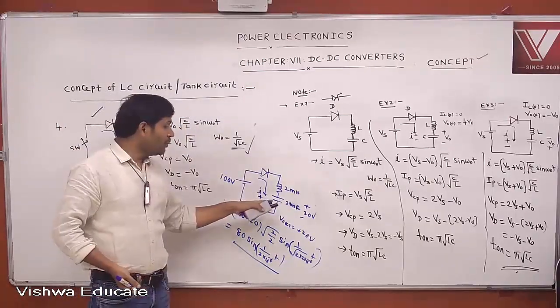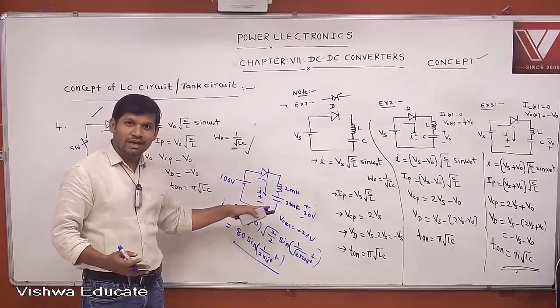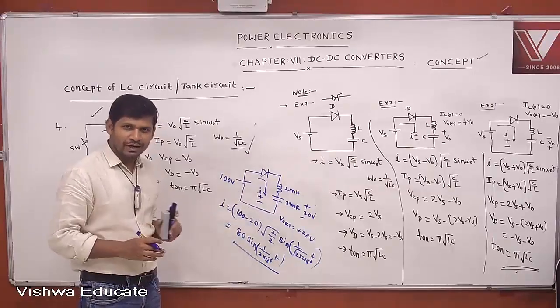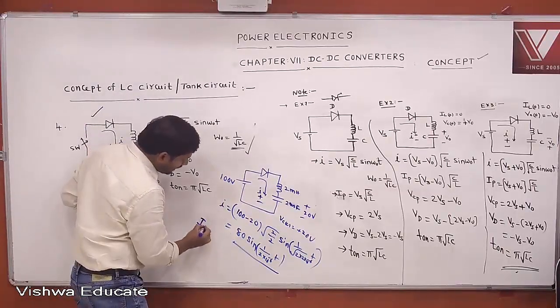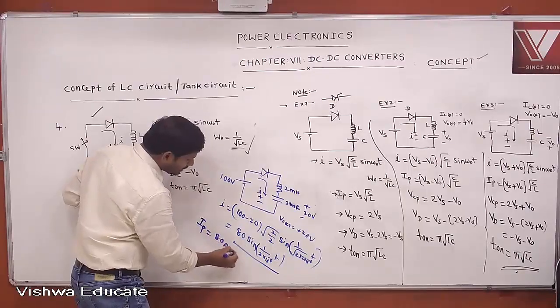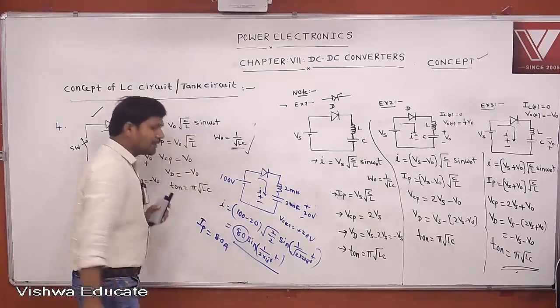Sometimes they don't mention if it's a positive voltage or negative voltage, then you must be ready to identify it if plus minus is there. Then can you calculate the peak current? Peak current is equal to 80 amperes. No need to calculate, this directly indicates the peak current.